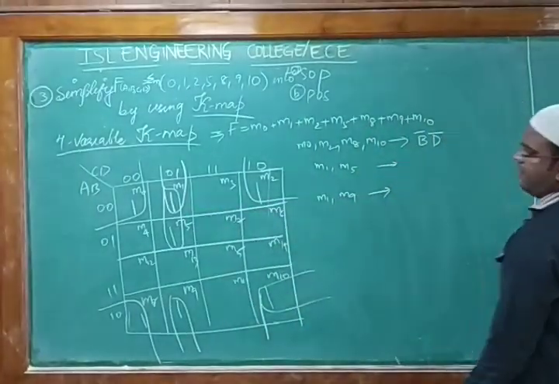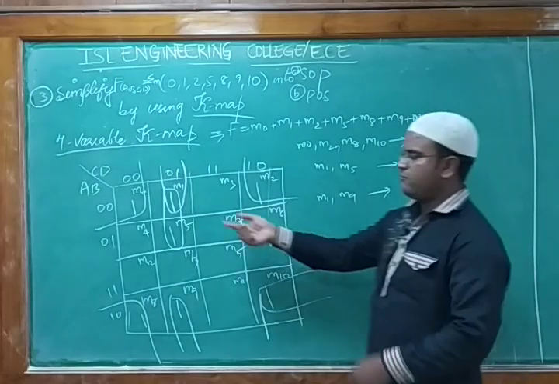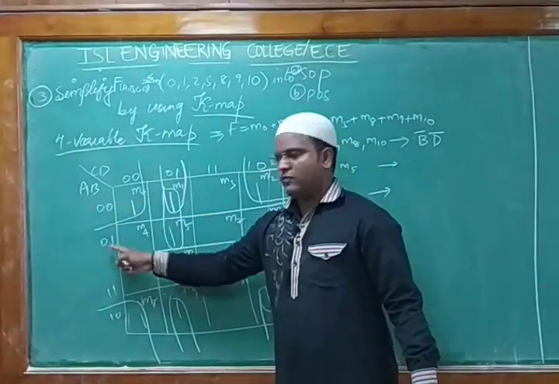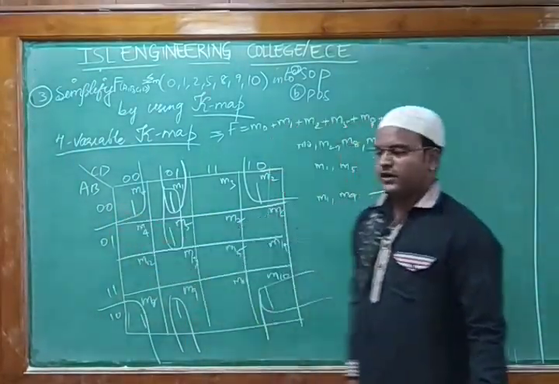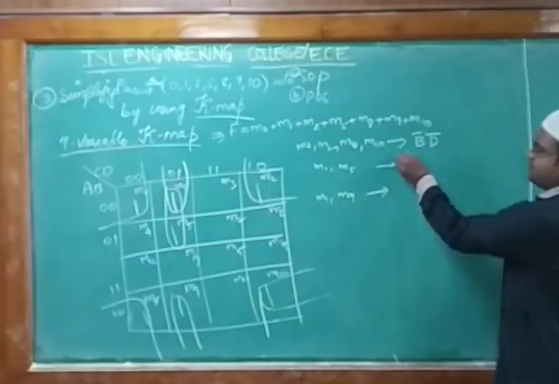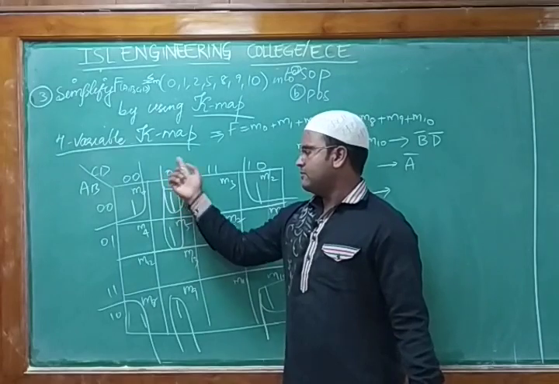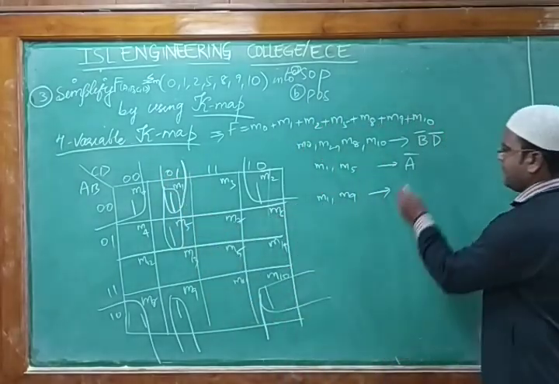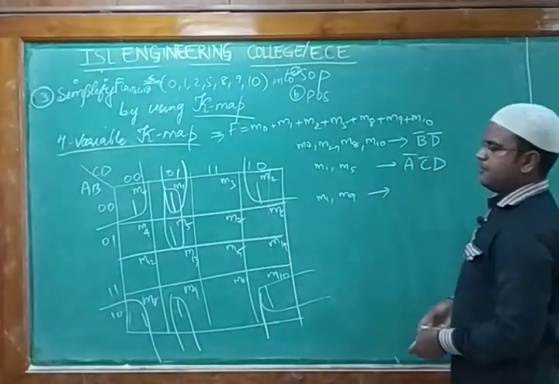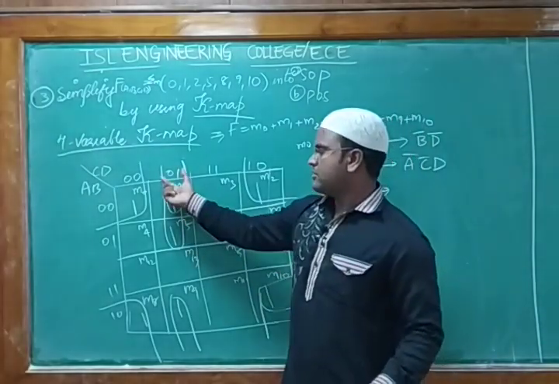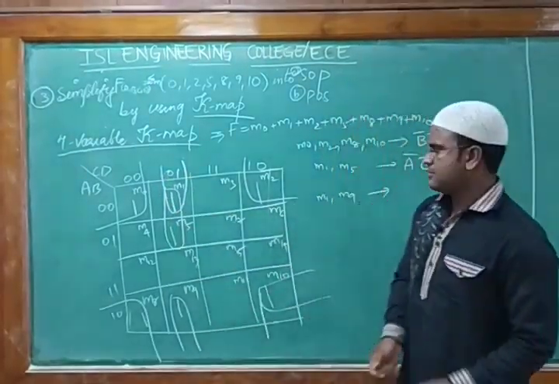So it is M1 and M5. Tell me what is the M1 M5 combination? 0 0 here, 1 0 1. That means A is common, so I can write it as A complement. Likewise next, this is the same column, so we can write C complement and D. Why are we writing that? Because it belongs to the same vertical column, so it is as it is.